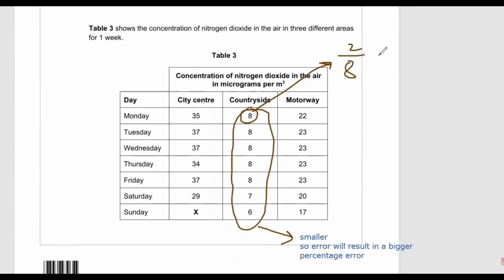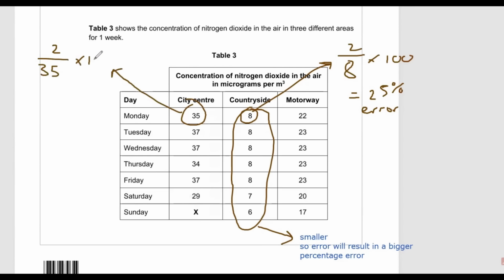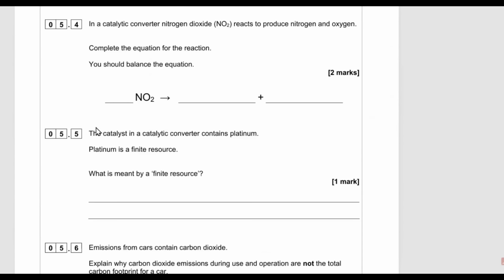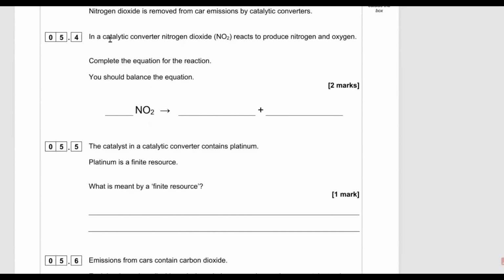So an uncertainty of plus or minus 2 means that this data here on the Monday, 8 for the countryside, could be 10 or it could be 6. It could be 2 up or 2 down. And that means that there's a 25% error because 2 divided by 8 times 100 is 25. Whereas if we look at the city centre, it could be 35, it could go up to 37, or it could be as low as 33. So you do 2 over 35 times 100, and it's only 5.71% out. Well, whatever, I'm waffling.